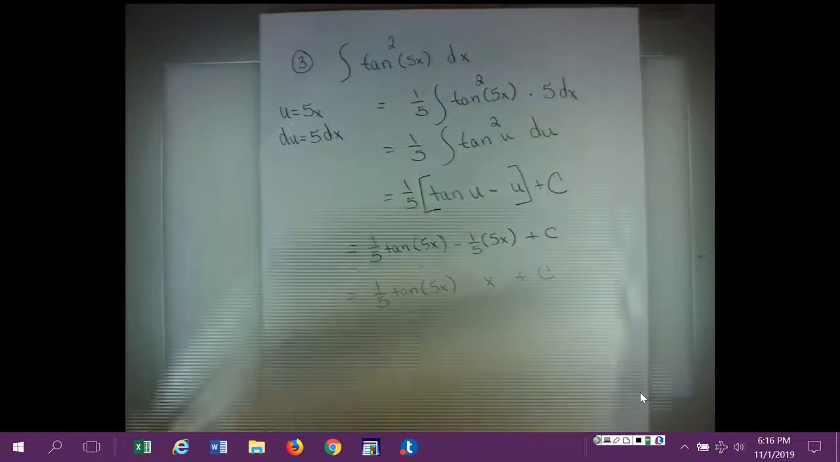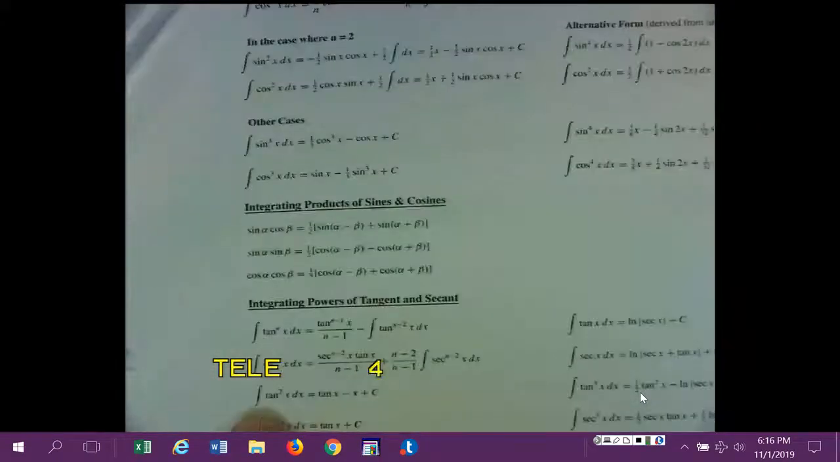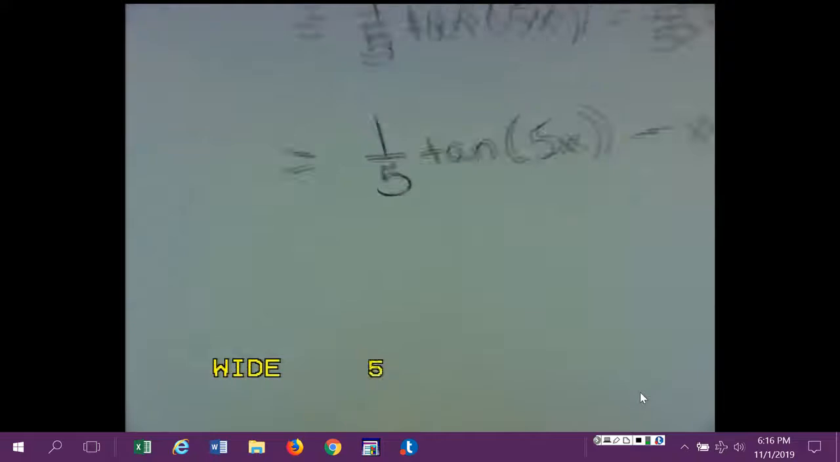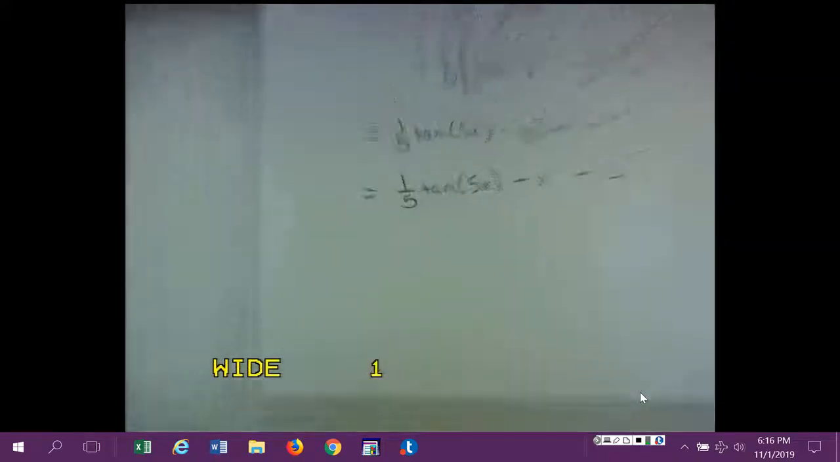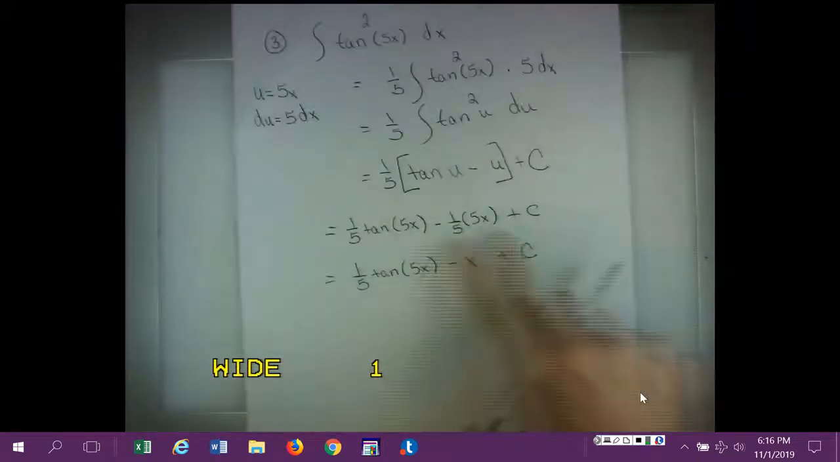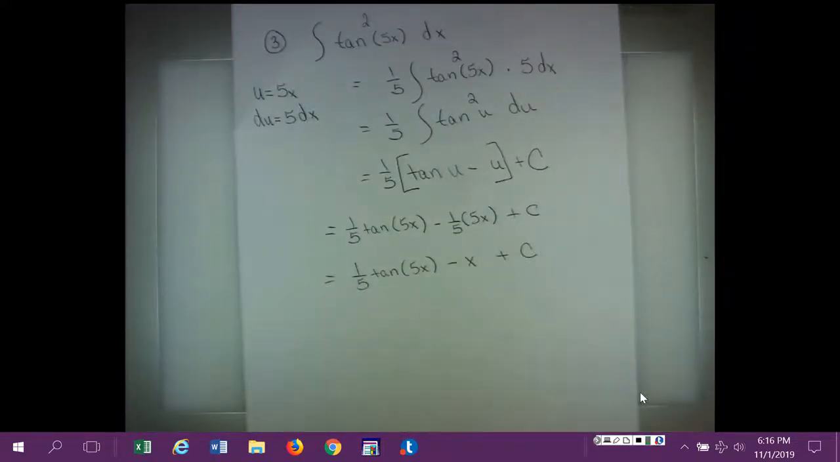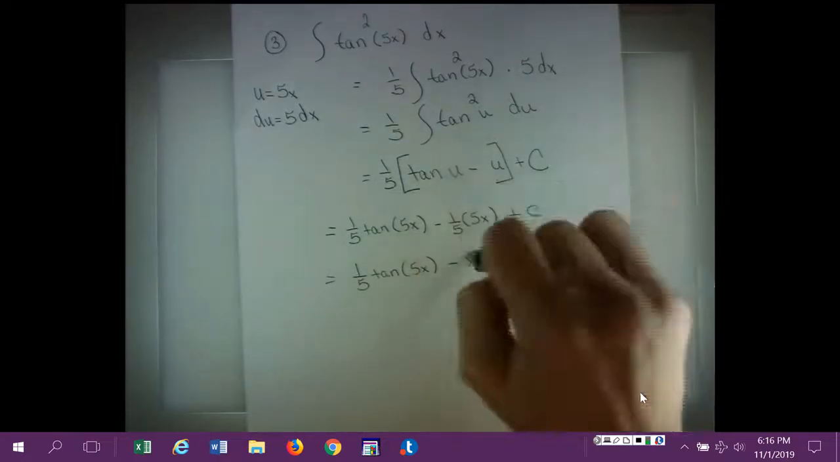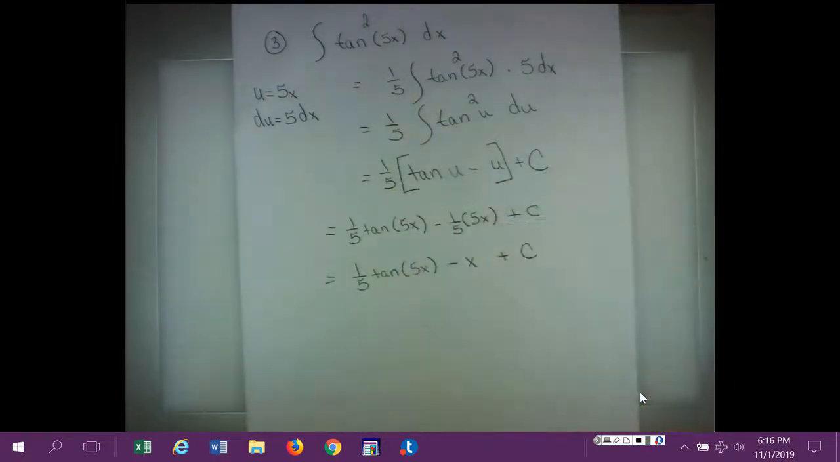And again, that comes from this formula for tangent squared, tangent of x minus x plus c. But I use u instead. And then u is 5x. And I had to distribute the 1/5 to both of these. So 1/5 times 5x is just x. Final answer.